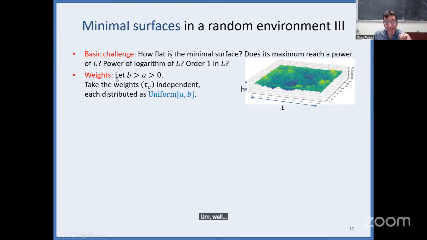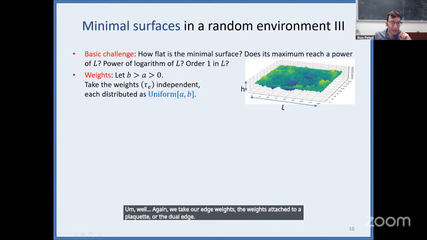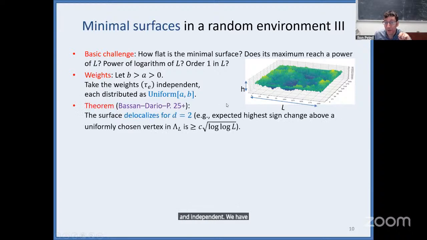Well, again, we take our edge weights, the weights attached to a plaquette or the dual edge, to be uniform on an interval AB and independent. We have the following results. This is joint with Michal Bessan and Paul Dario.